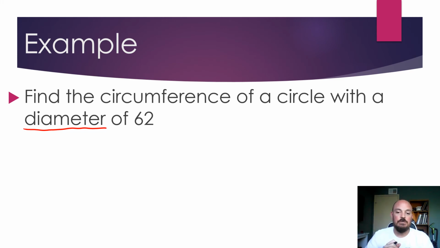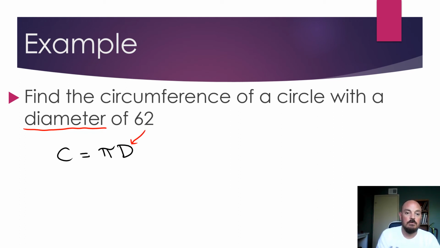But now what I'm going to say is, okay, well, this time, because I gave you the diameter, let's not do 2 pi r. Let's do pi d. So I'm going to do circumference equals pi d, pi times the diameter. And then I'm just going to plug that 62 right in for d. So C equals pi times 62, which is 62 pi. And again, at this point, I'm just going to plug it into a calculator and get an approximation.